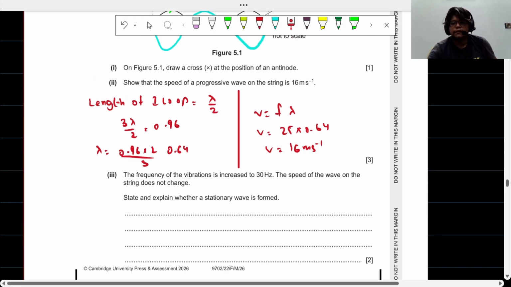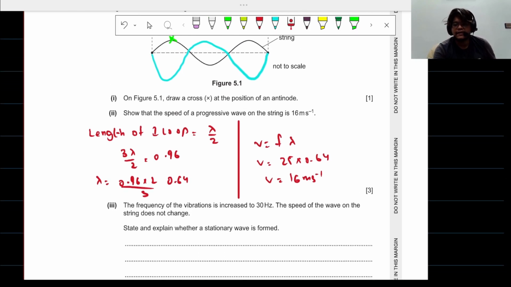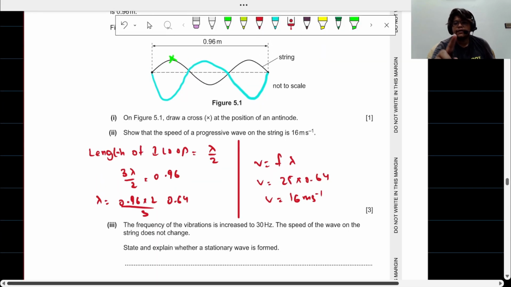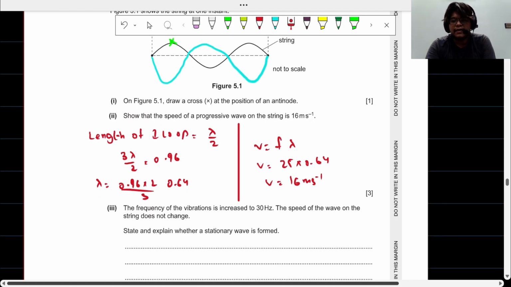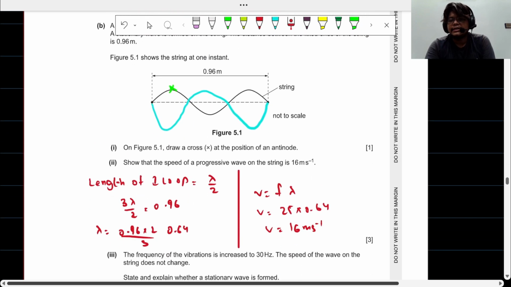So your frequency, this 30 hertz, should be one of the harmonics. If it is a harmonic, this means that there would be a stationary wave. If it is not a harmonic, this means there won't be a stationary wave, right? So let's check for that. We have one of the waves at a wavelength of 0.64, or the frequency of 25 hertz. These are one of the harmonics.